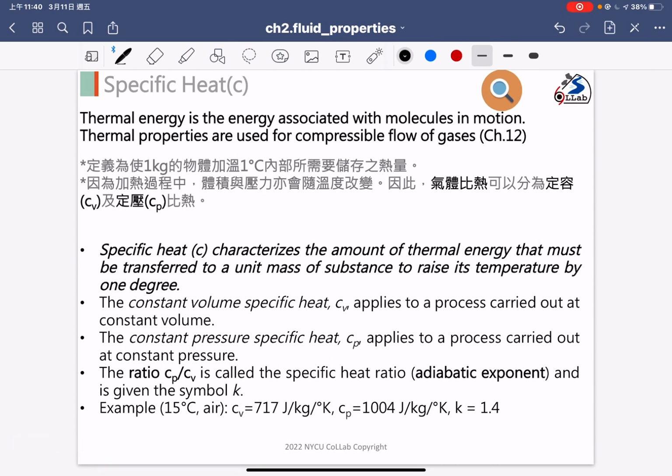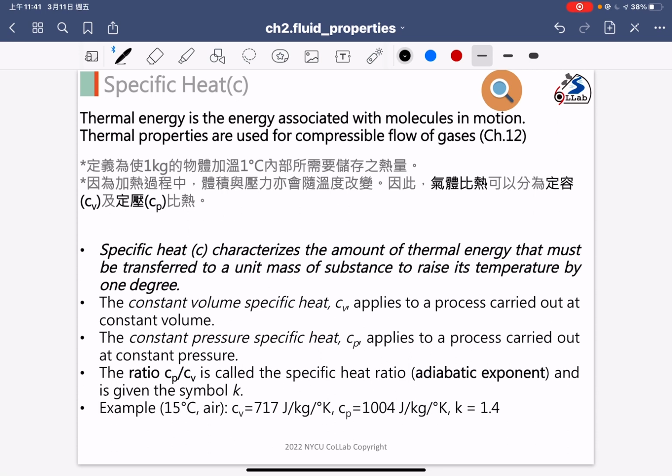This is our final slide today, and this is a final property. We call that specific heat. Okay, so the specific heat, the physical definition is very clear. That's the heat we require to increase the temperature by 1 degree for a material with a mass of 1 kilogram. But this specific heat, we always focus on the problem for the gas, not for the liquid.